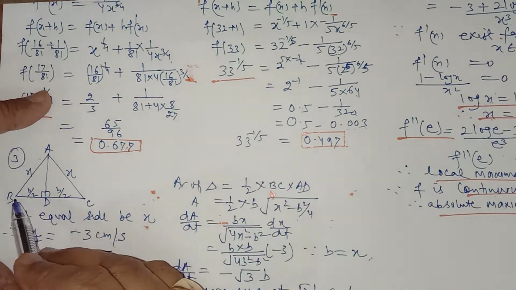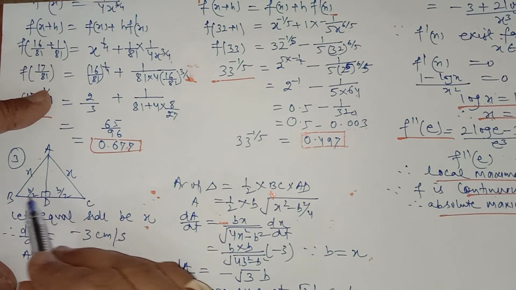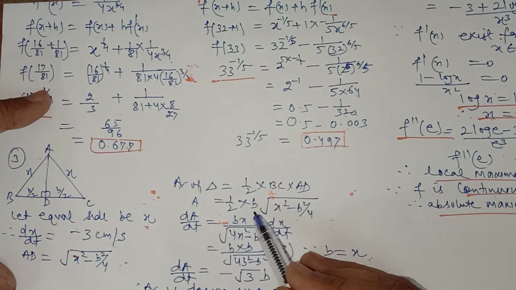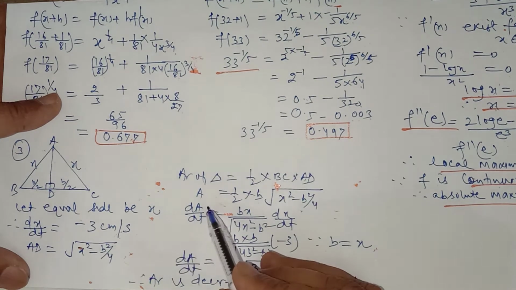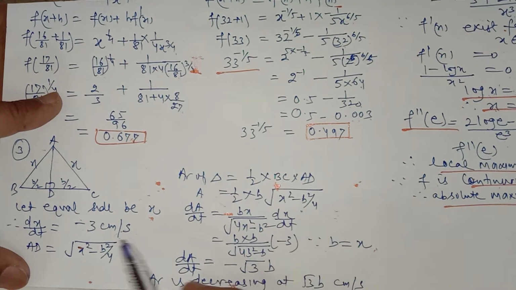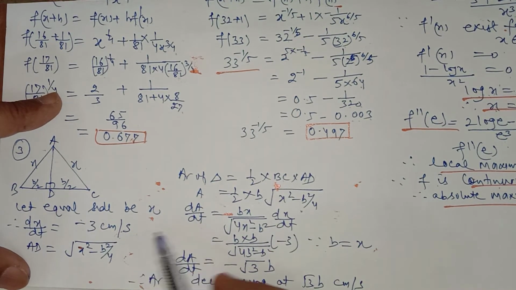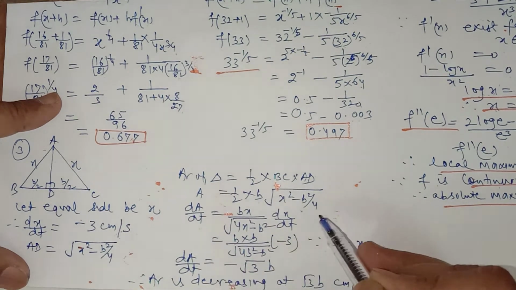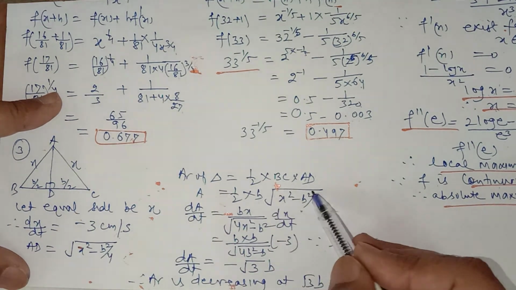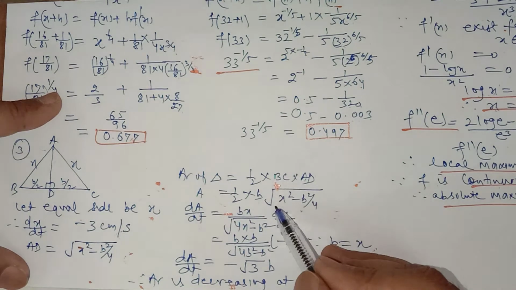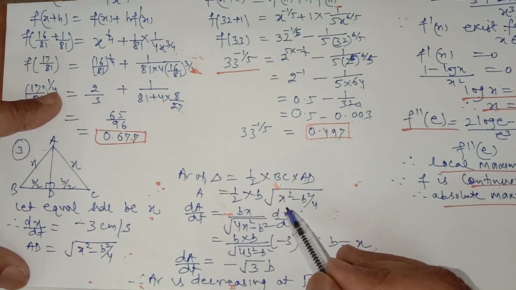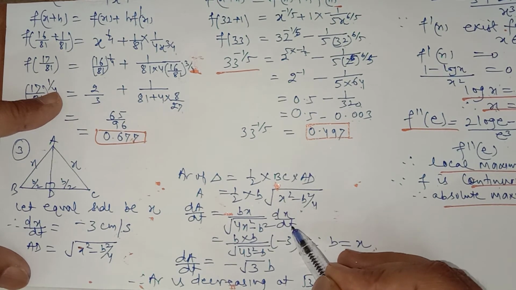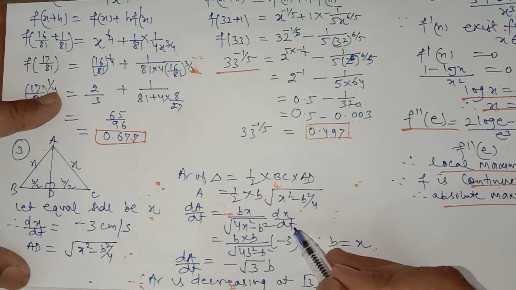So area of this isosceles triangle will be equal to half BC into AD. So BC is given equal to b, and AD we have found out by using the Pythagoras theorem. Now differentiate area with respect to time, because the side is changing with respect to time. Now dA upon dt will be, differentiate this with respect to time. So 1 upon 2 under root x square minus b square upon 4, and multiply by the derivative of this, which will be 2x, and dx upon dt you have to write. Now this is the derivative of area with respect to time.